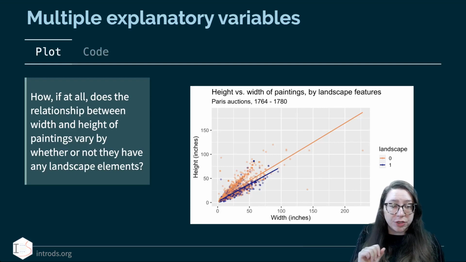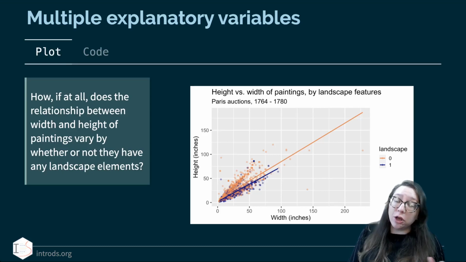The orange points represent no landscape features and the purple points represent the landscape features. So how, if at all, does the relationship between width and height of paintings vary by whether or not they have landscape elements? Well, if we separate our data into two based on whether they have landscape features or not, and fit models to each of them individually, we can see that we're seeing a slightly different slope.